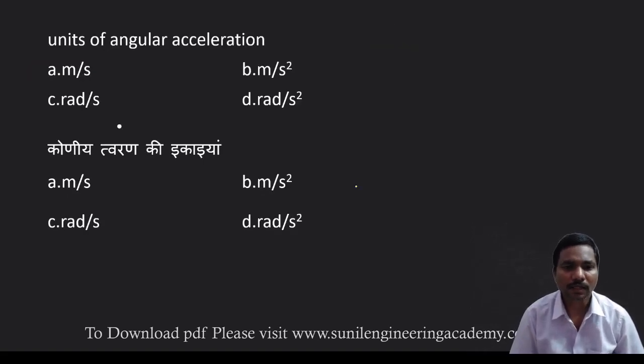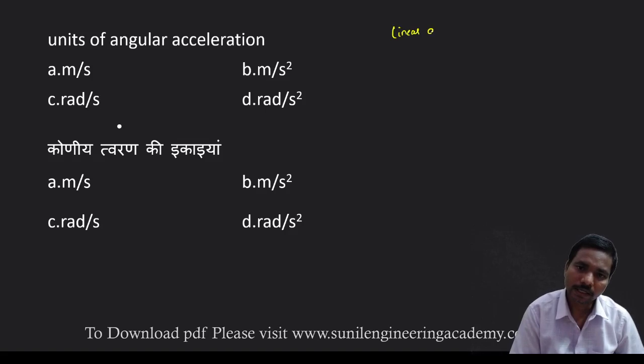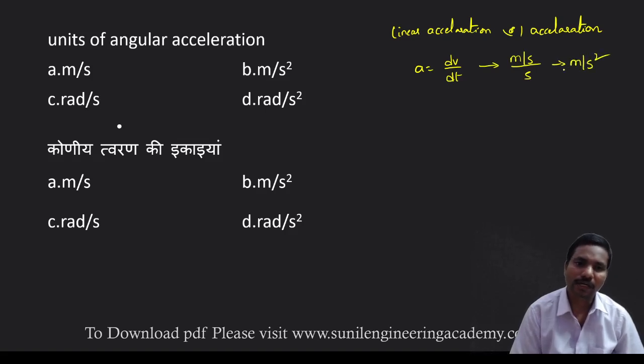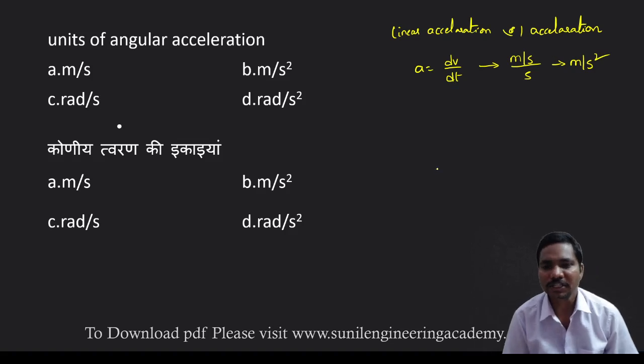Units of angular acceleration. If they are asking linear acceleration, or just acceleration, acceleration a is equal to dv by dt, change in velocity with respect to time. Velocity is meter per second, time is second. So meter per second square. It is the linear acceleration.